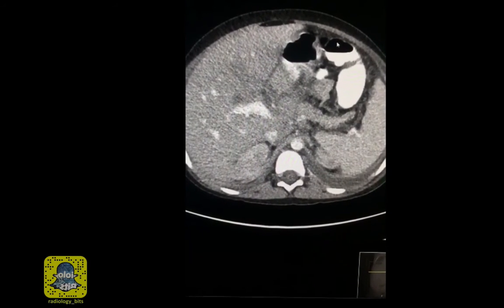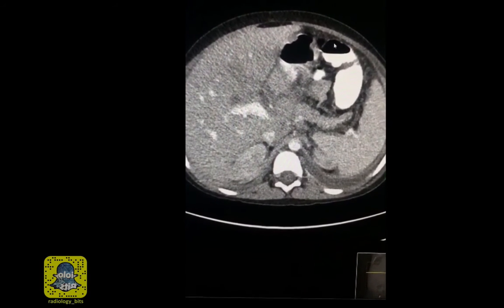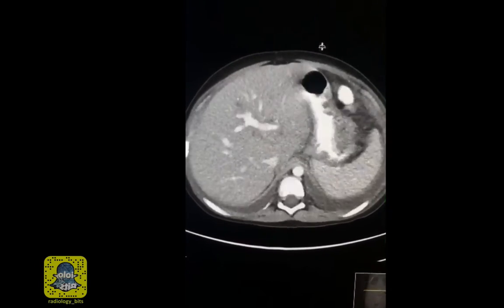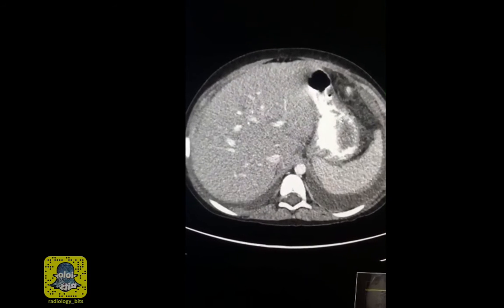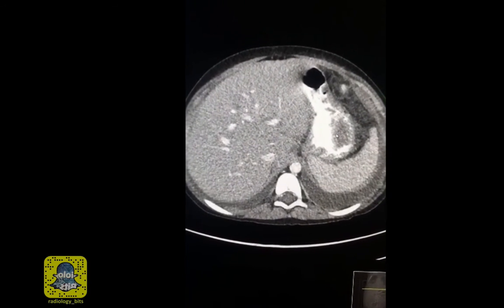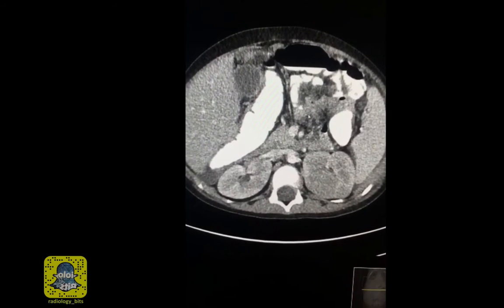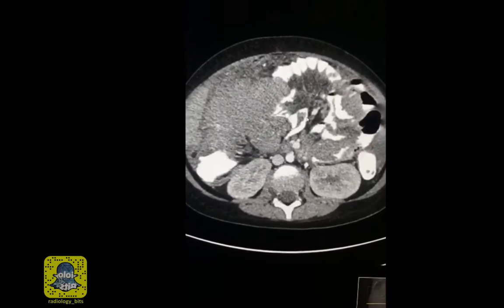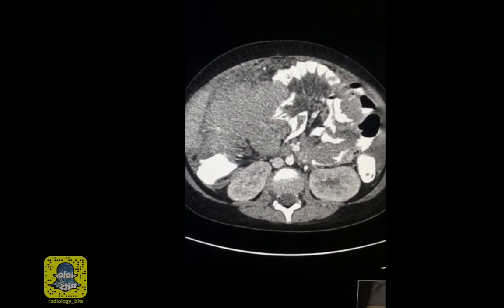To summarize the findings, the patient has bilateral pleural effusions, pericardial effusion, hepatomegaly, multiple soft tissue masses involving the bowel, such as this one here involving the stomach, multiple homogeneous bilateral soft tissue masses of the kidneys, and abnormalities of the omentum, mesentery, and peritoneal reflections.